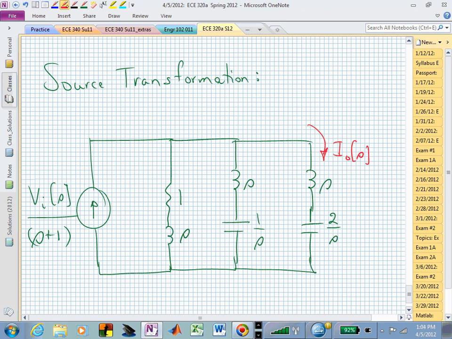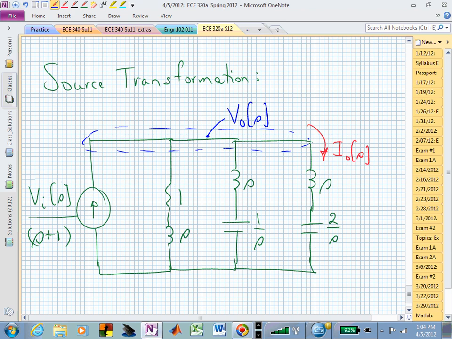current, which now we can find quickly if we simply call this node our output voltage node V sub 0, solve for it, and now I naught will be V naught over that impedance in the rightmost branch, which is s plus 2 over s.